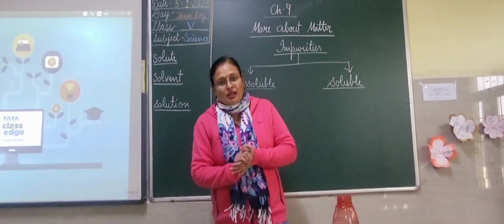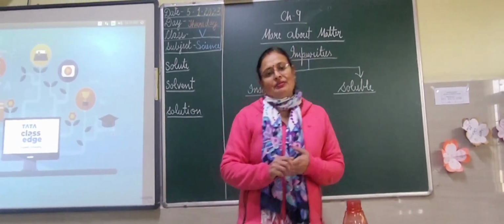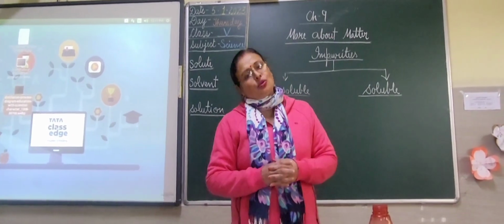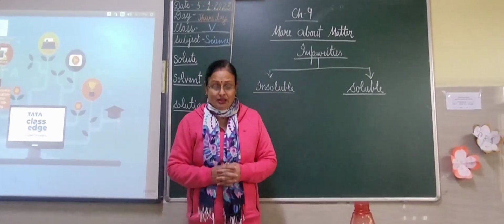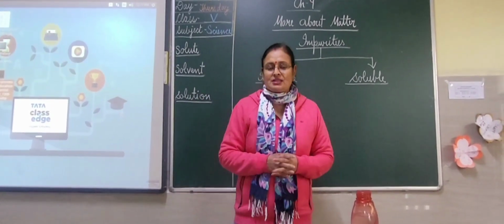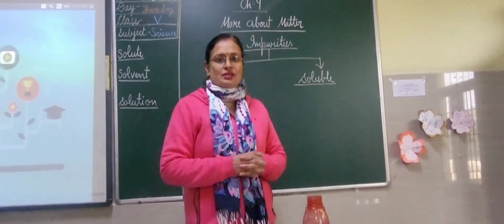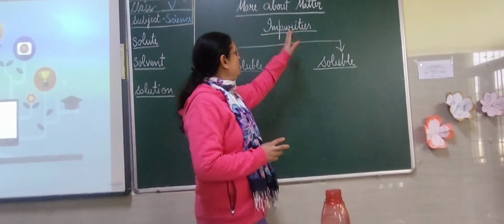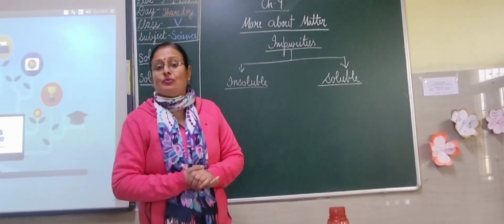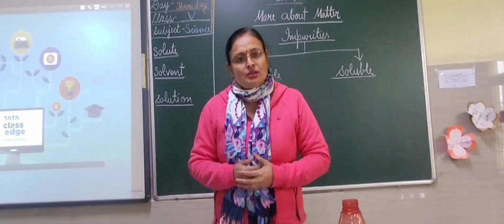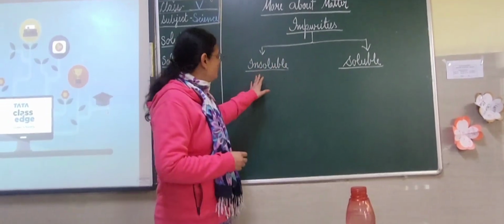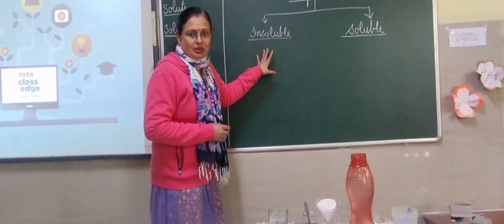Hello everyone. So in our previous video we have learned about the solute, solvent and solution, and when the things are not properly mixed they form the suspension. In this video we are going to know how the different types of impurities we can separate them from the solution. First we have discussed about the insoluble impurities.